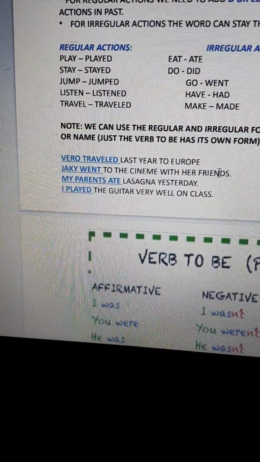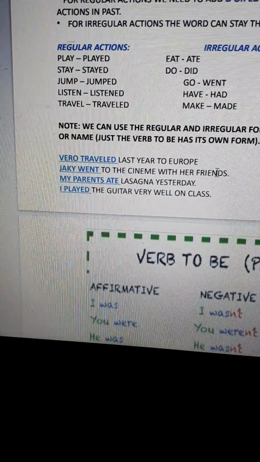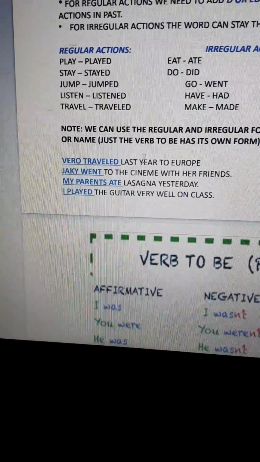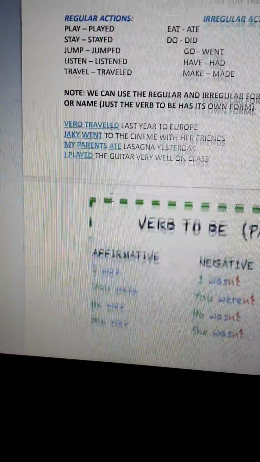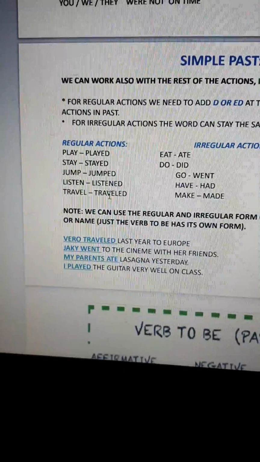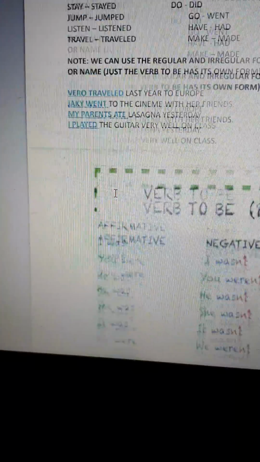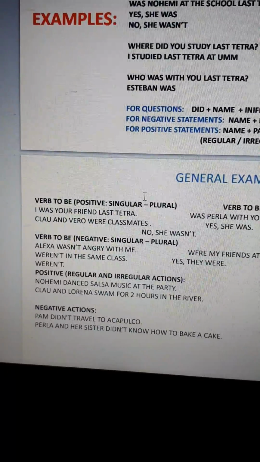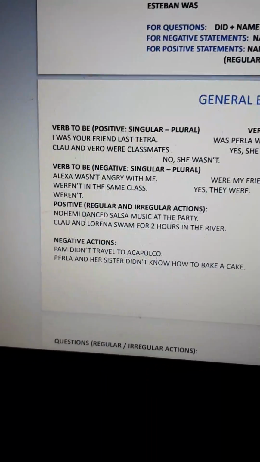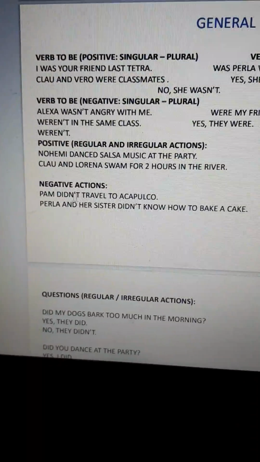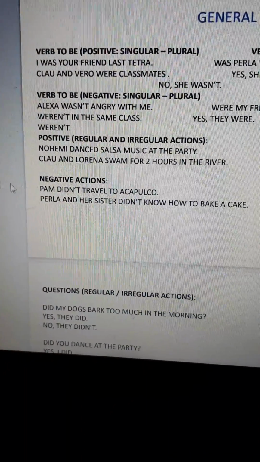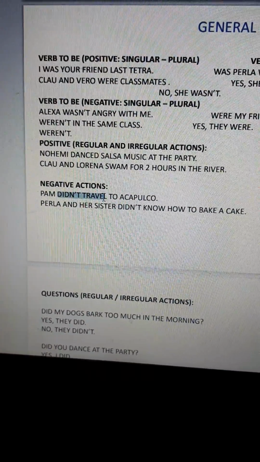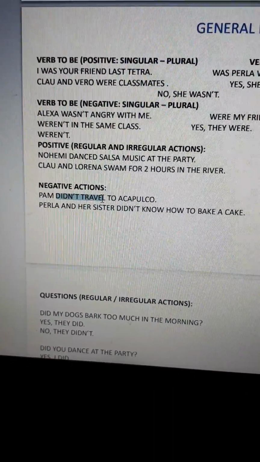If it is a regular form, you have to add ed. If it is an irregular, you have to change the action. For example, instead of go, it is went. Now for negative, remember that for negative actions, we need to use didn't, okay? For example, here we have positive, negative, and question. For example, Pam didn't travel to Acapulco. Pam is singular, okay, but in negative it is didn't, and the action has to stay in the same form, in the base form, okay?